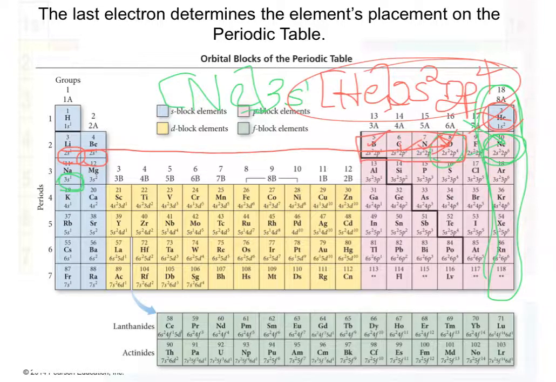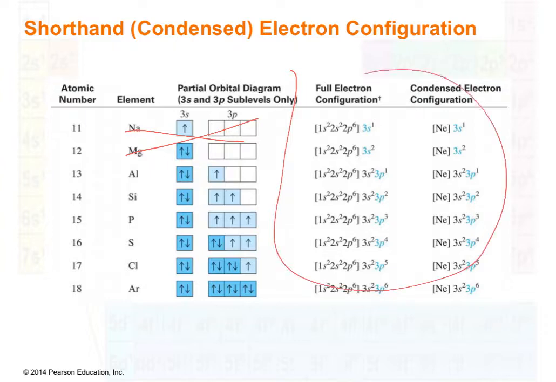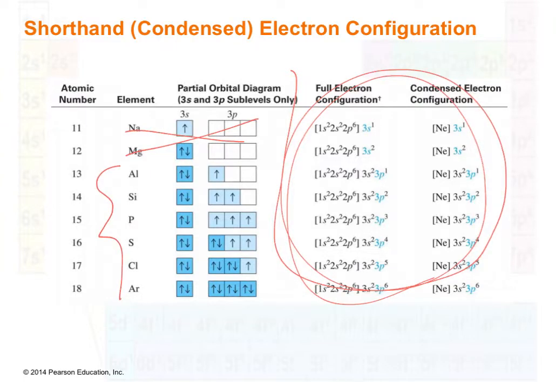So let's see if you can do some. What I would recommend doing is covering up the whole right side of this and trying some of these, see if you can come up with the shorthand electron configuration. And that's it for this lecture.